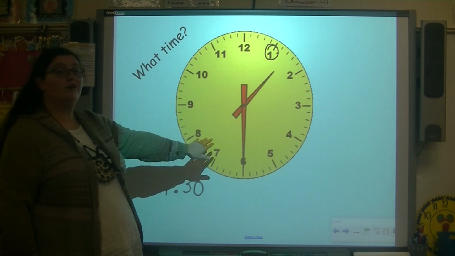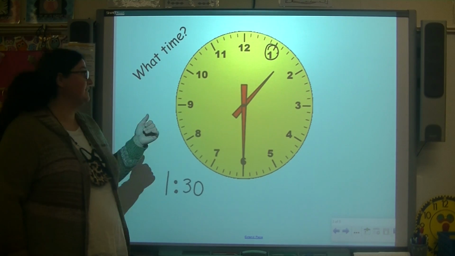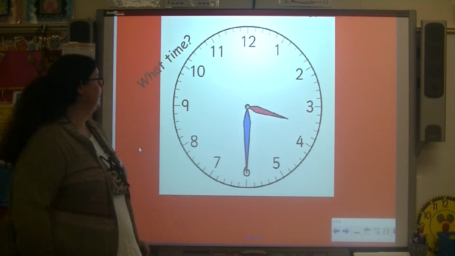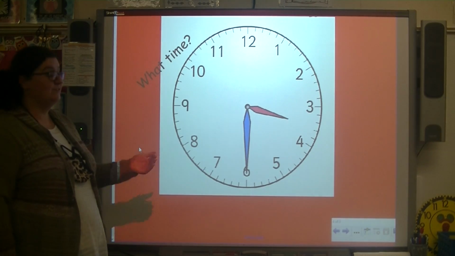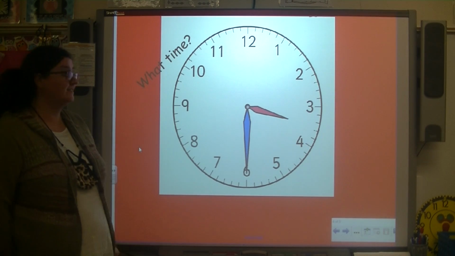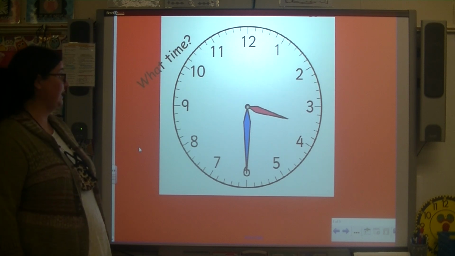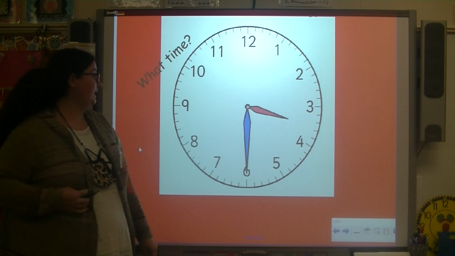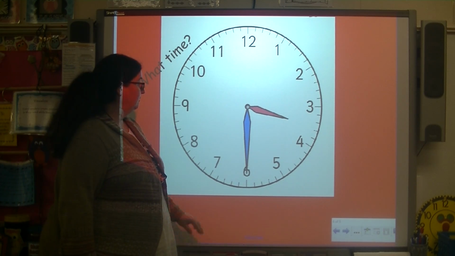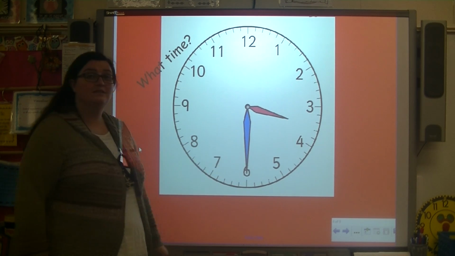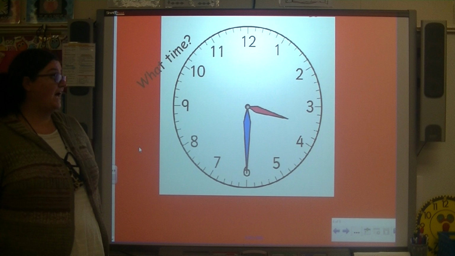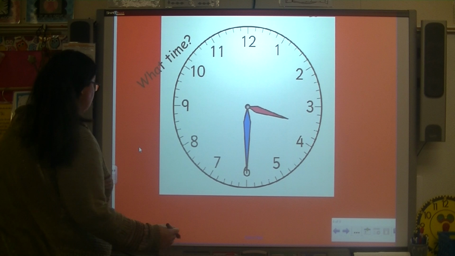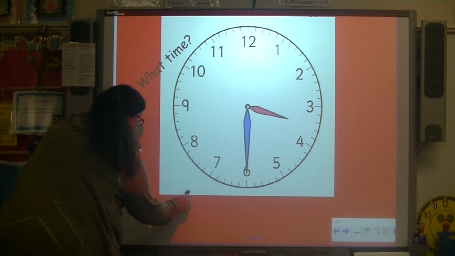You notice all my clocks look different, but I still read the time exactly the same. Let's look at my next clock. It looks a little different. I still have a short hand, a long hand, and a clock face, but I still tell the time the same. So what time does my clock show? Look at your minute hand. It is on the 6. That means half past, so my minutes are 30.